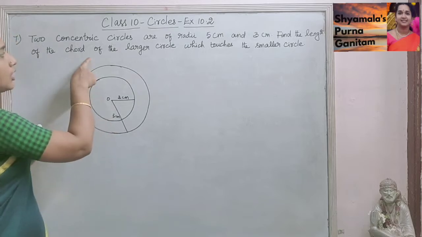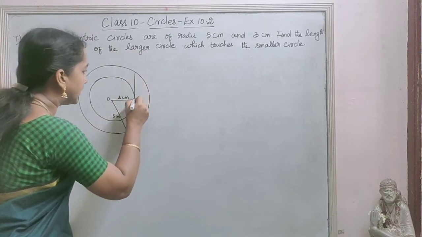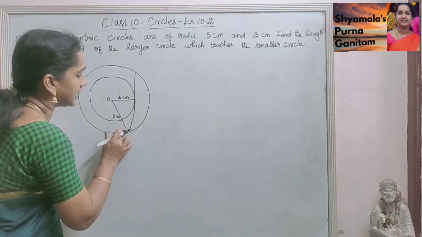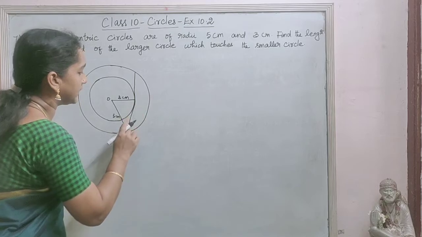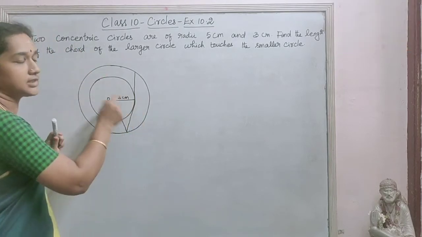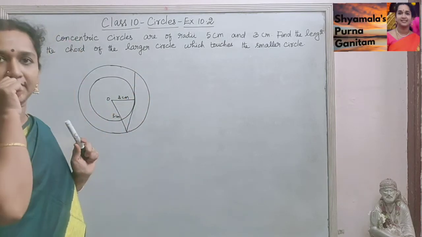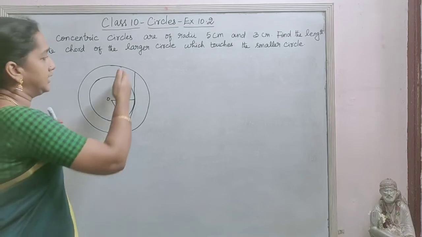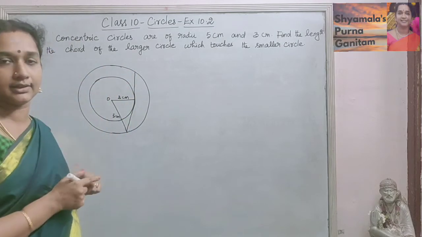Find the length of the chord of the larger circle. So we are asked to find the length of the chord of the larger circle which touches the smaller circle. So we are asked to find the length of this chord. That chord is for the bigger circle, but it touches the smaller circle.